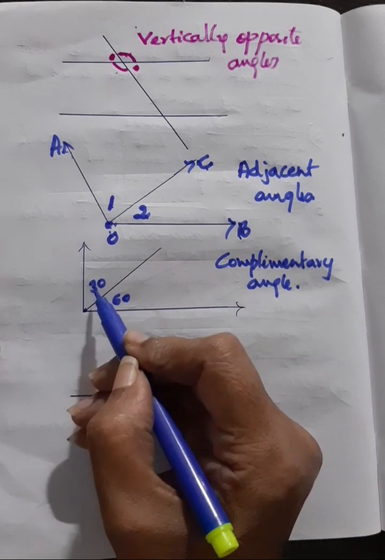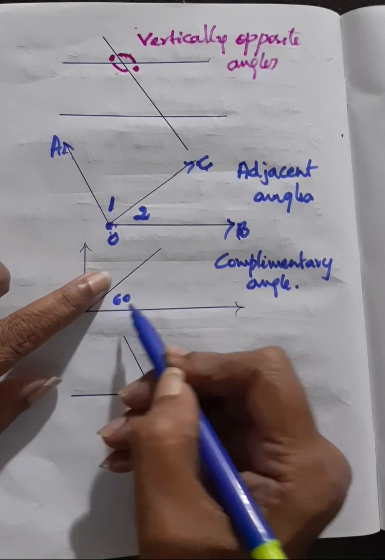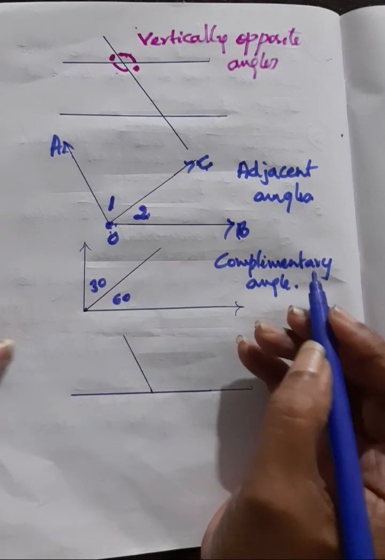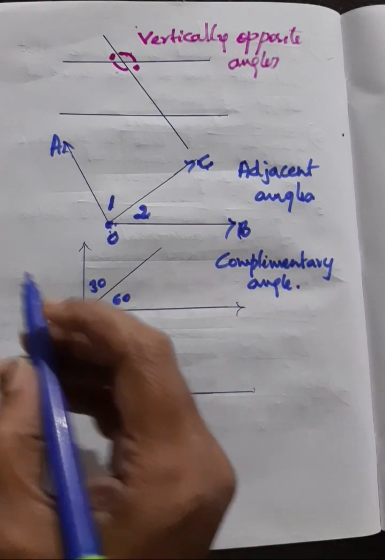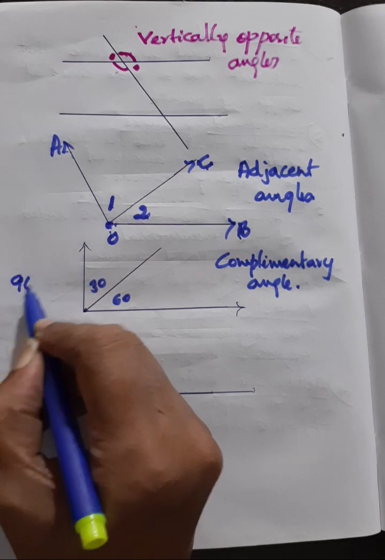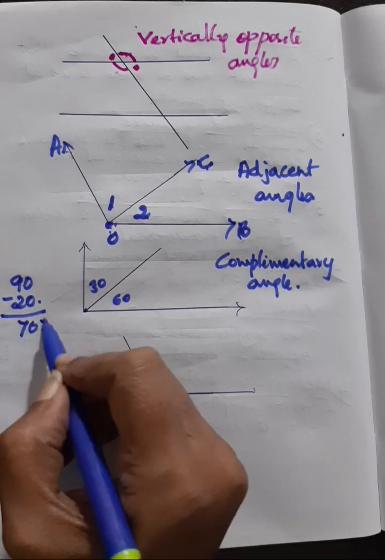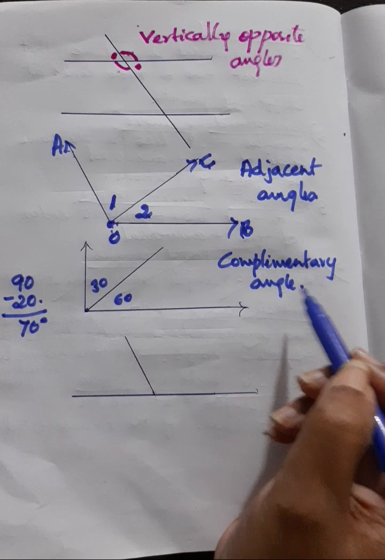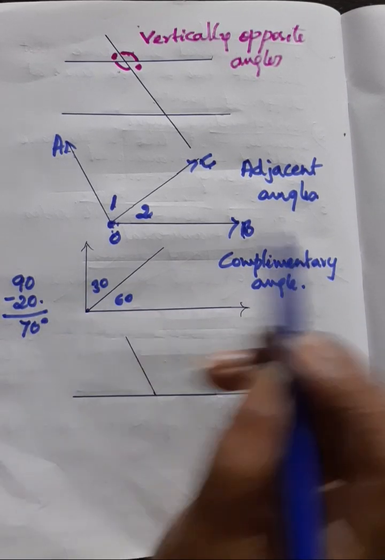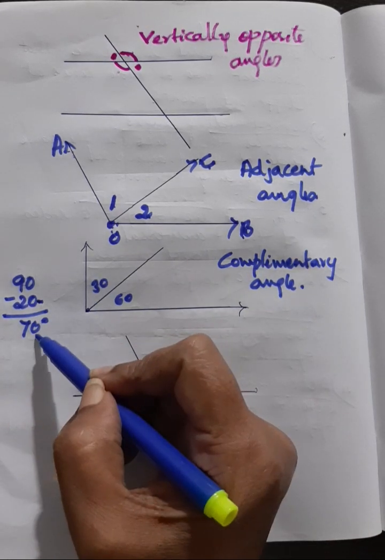For example, the complementary angle of 30 degrees is how much? 60 degrees. Or the complementary angle of 60 degrees is how much? 30 degrees. For example, for the complementary angle of 20 degrees, what should you do? 90 minus 20. You will get how much? 70 degrees. So complementary means 90 degrees. While adding two angles, you should get 90 degrees. Now the complementary angle of 20 degrees is 70 degrees.